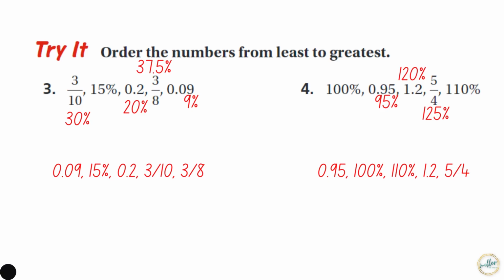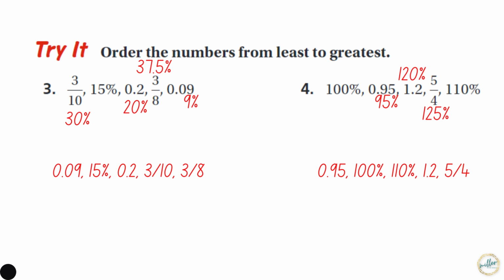Are you ready for the answers? For number 3, 3/10 can be changed to 30%. 15% is already a percentage. 2/10 is 20%. 3/8 is 37.5%. And 0.09 is 9%. So the order that they go in is 0.09, 15%, 0.2, 3/10, and 3/8.